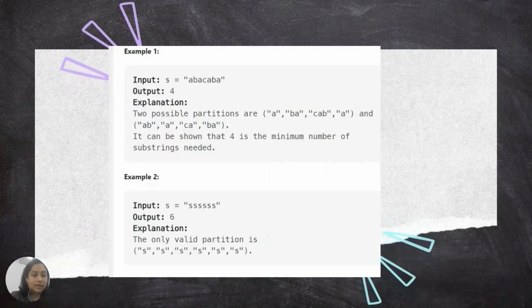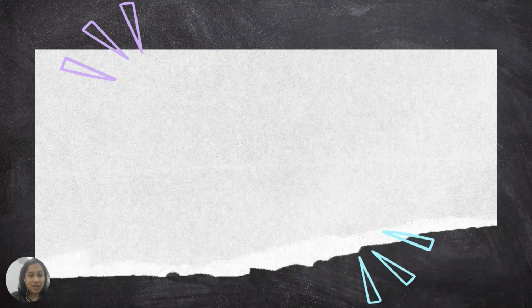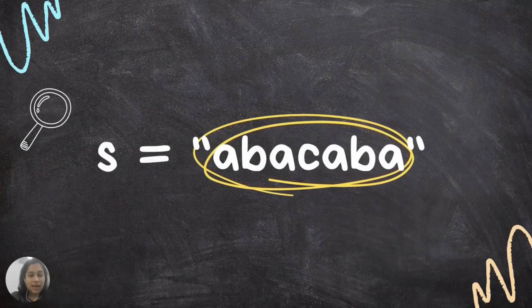Let's look at the examples. So we are given an input string S and there are multiple ways of getting such substrings. You can see the first one, there are two possible partitions. So A, BA, CAB, A. Each of these substrings, if you notice, do not have any repeated character. So let's take this example to understand further.